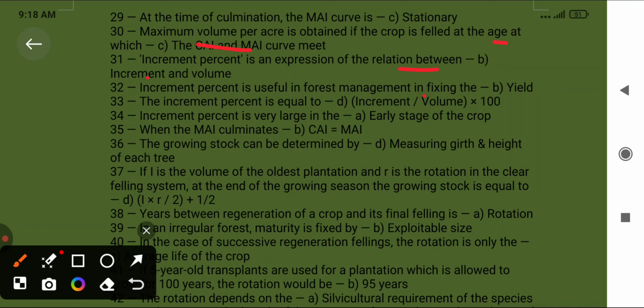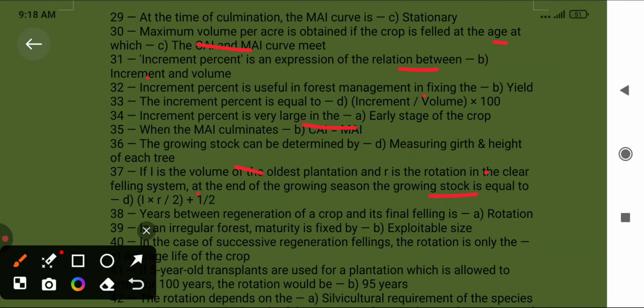Increment percent is very large in the early stage of the crop. When the MI culminates, CI is equal to MI. The growing stock can be determined by measuring the girth and height of each tree. If I is the volume of the oldest plantation and R is the rotation in the clear felling system, at the end of the growing season the growing stock is equal to D equals I into R by 2 plus 1 by 2.